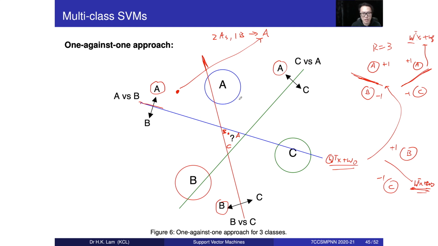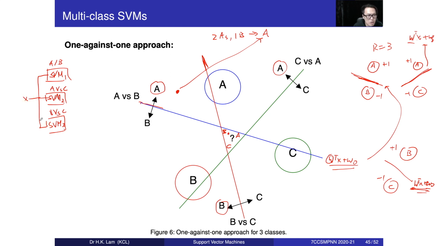But anyway, now when we have this 1 against 1 approach, we know that we have 3 SVMs. SVM 1 is for A versus B. And then SVM 2 is, for example, A versus C. And then the third SVM is B versus C. They will accept the same sample X.